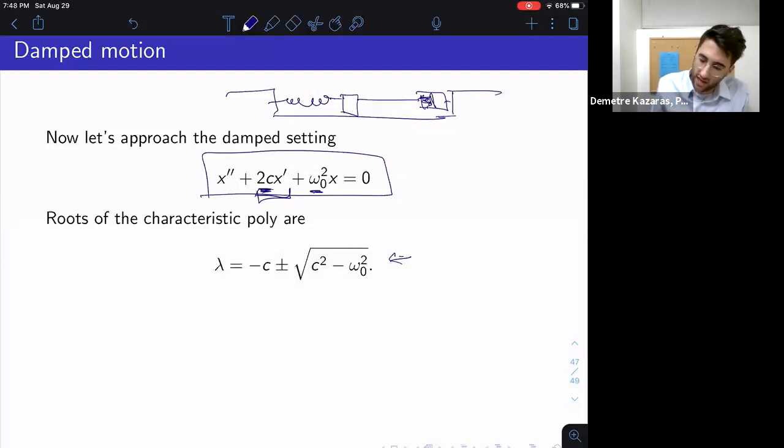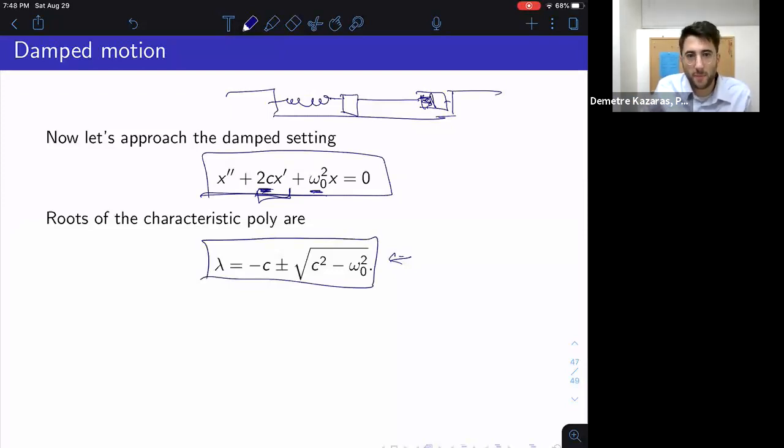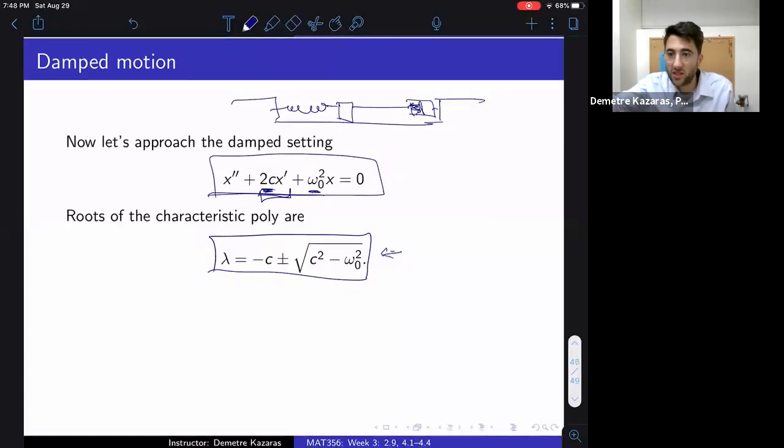Okay, so you look at the characteristic polynomial and find the roots, you'll get this formula. And then, from what we know in the previous section, we know how to write down the solutions. They might be exponential solutions, they might be complex, and then you have to figure out what the sines and cosines are. But we know how to write down real valued solutions to the equation in this setting.